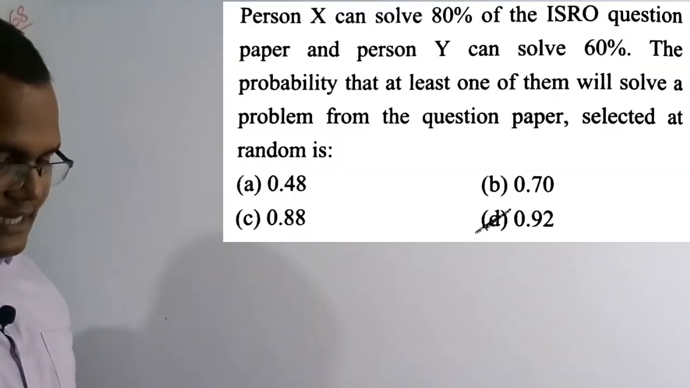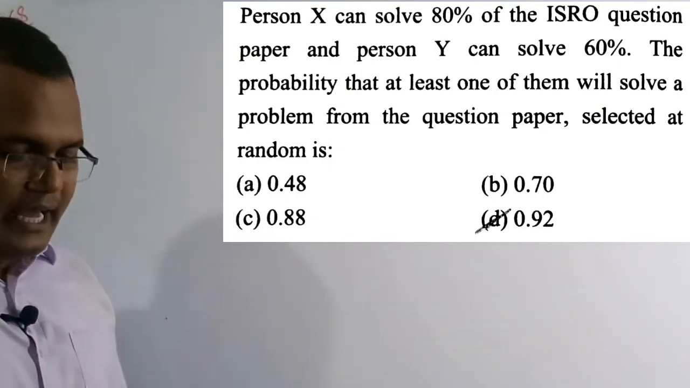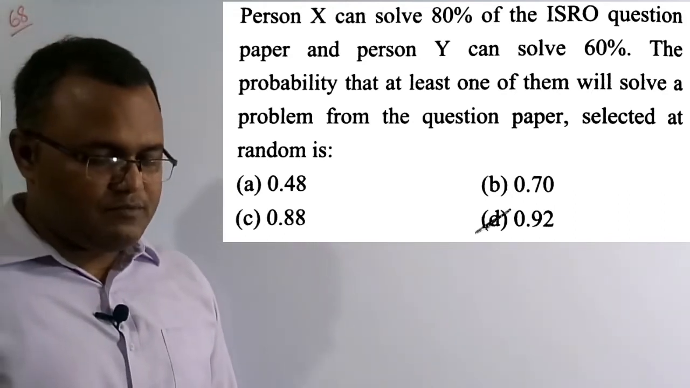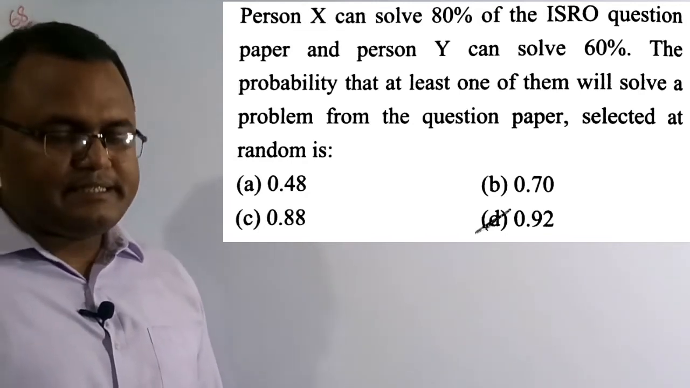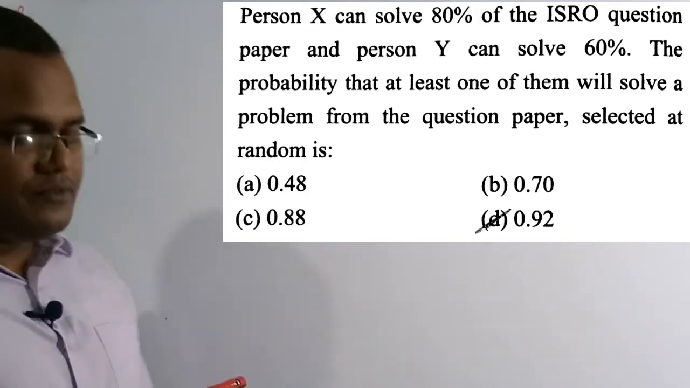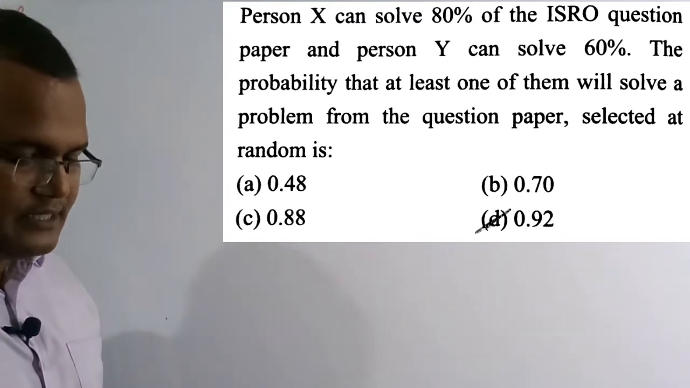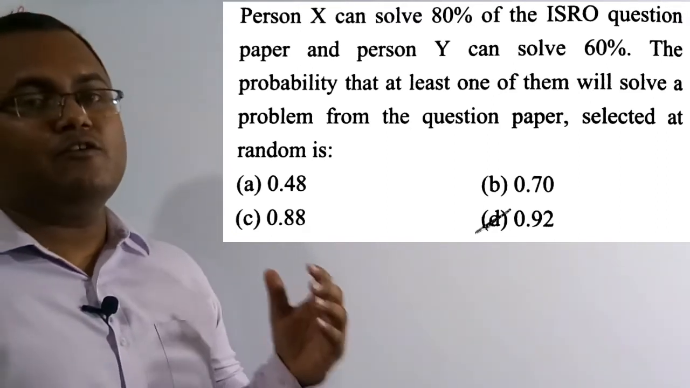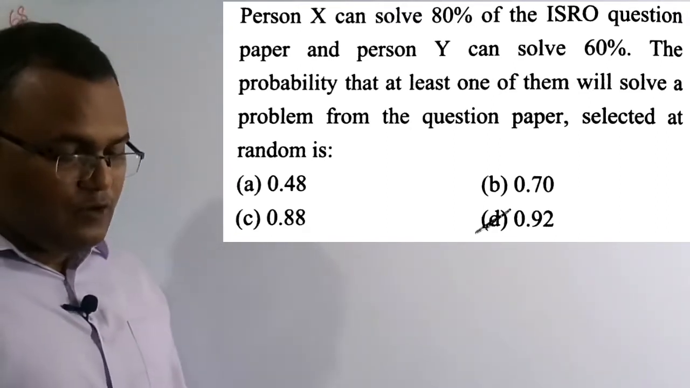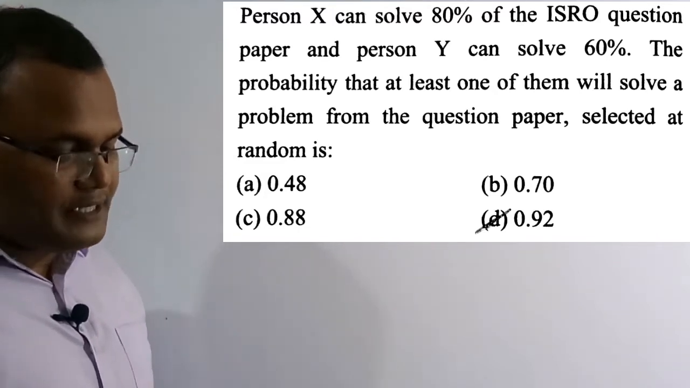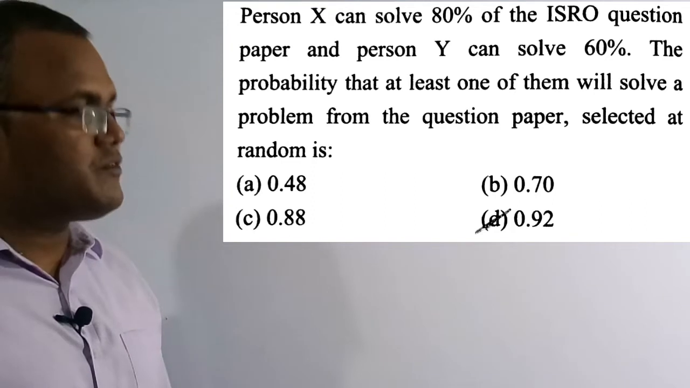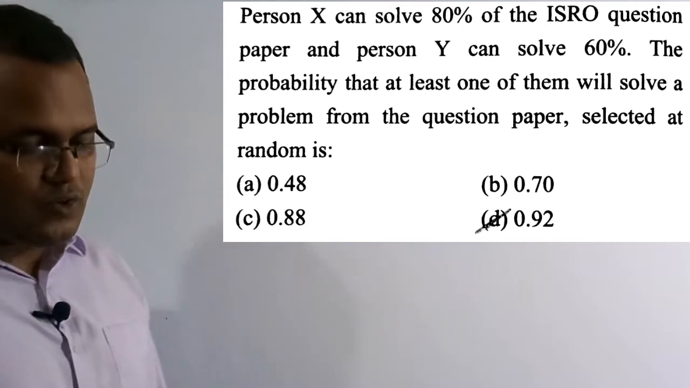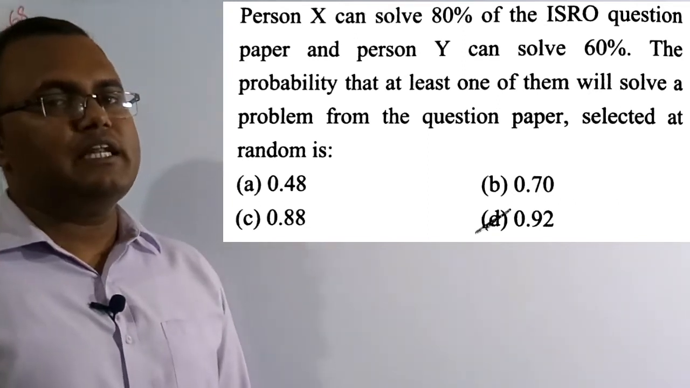See the question here. Person X can solve 80% of the ISRO question paper and person Y can solve 60% of the ISRO question paper. The probability that at least one of them will solve a problem from the question paper selected at random is. So they are given the probability of person X and person Y, 80% and 60%. Then what is the probability of at least one? If they are given a question paper, what is the probability that at least anyone can solve that question paper? So at least anyone should solve this question paper. So what is the probability we need to figure out? Option D, 0.92, is the correct solution of this question.